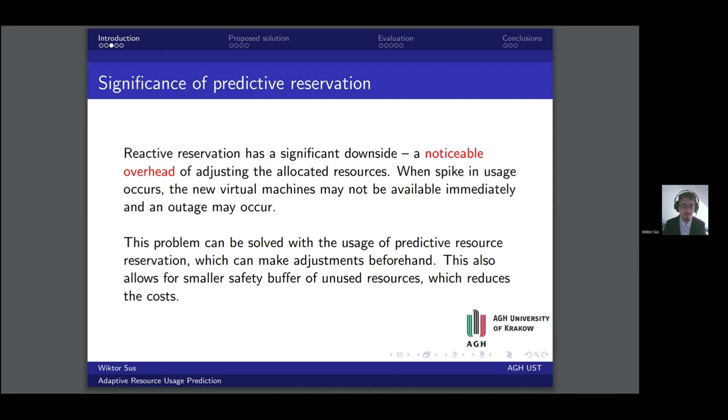Predictive system makes the changes to the reservations before they happen, based on the predictions, allowing the pods to start up before the spike. This also allows the customer to reduce the safety buffer meant to handle such sudden changes, since the prediction system can prepare the safety buffer when needed, reducing it when it is not required, which therefore reduces the cost for the customers.